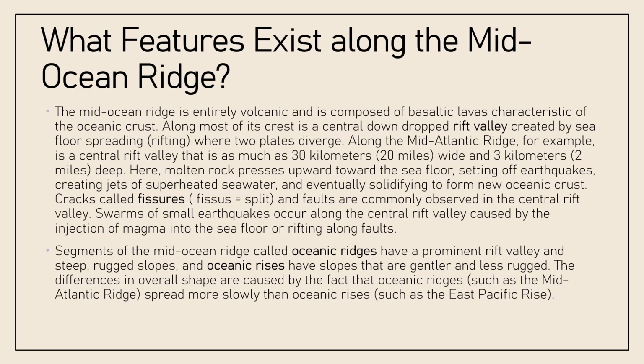Cracks called fissures and faults are commonly observed in the rift valley, and swarms of small earthquakes occur along the central rift valley caused by the injection of magma into the seafloor or the rifting along faults. Segments of the mid-ocean ridge called oceanic ridges have a prominent rift valley and steep, rugged slopes, and oceanic rises have slopes that are gentler and less rugged. The differences in overall shape are caused by the fact that oceanic ridges such as the Mid-Atlantic Ridge spread more slowly than oceanic rises such as the East Pacific Rise.